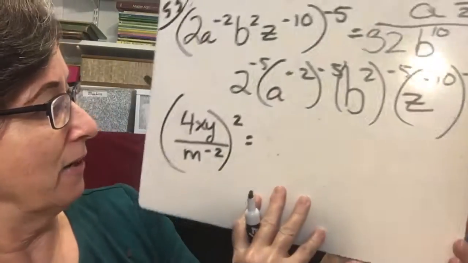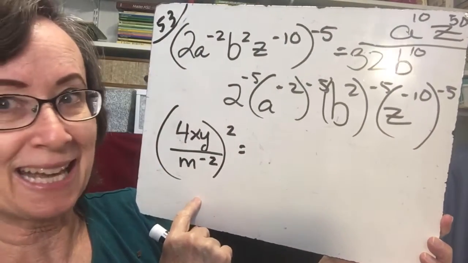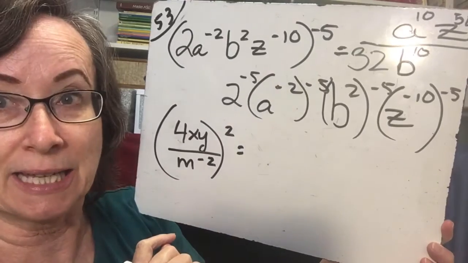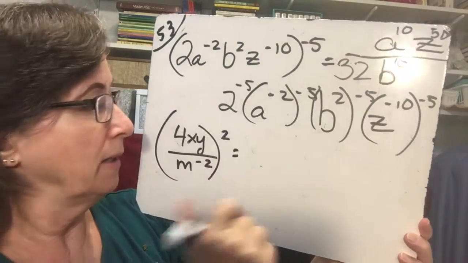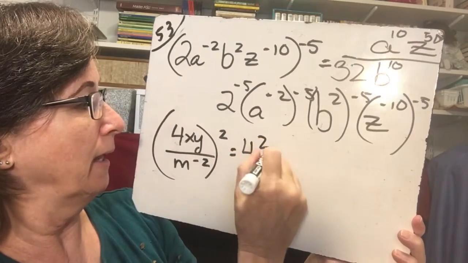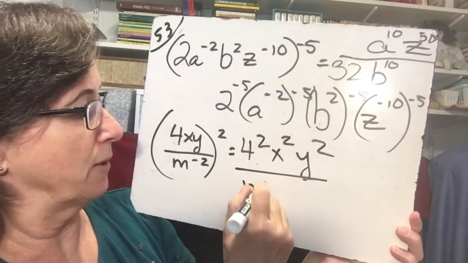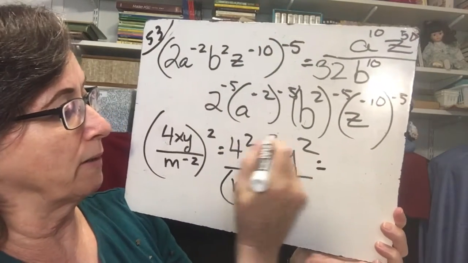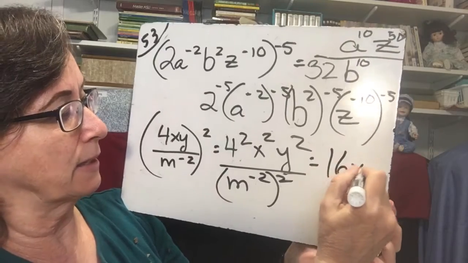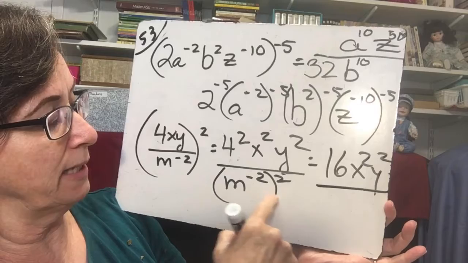All right, so here is another example. We have a quotient, but inside the quotient, we have a product, don't we? So we have a product and a quotient raised to a power. So we're gonna have 4 squared, x squared, y squared over m to the negative 2 quantity squared. So 4 squared is 16, x squared, y squared over m to the negative 4.